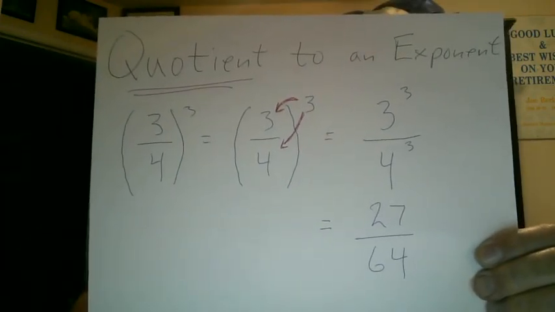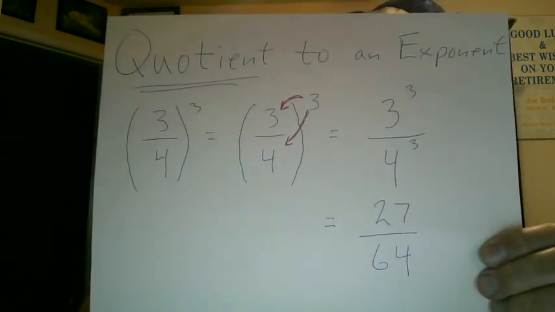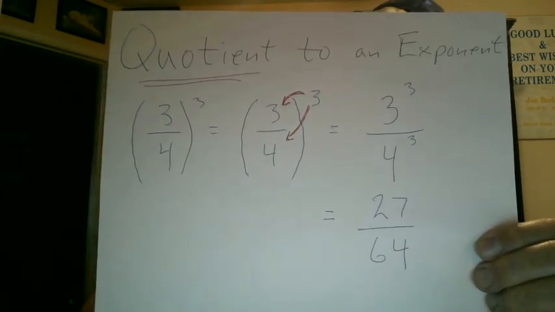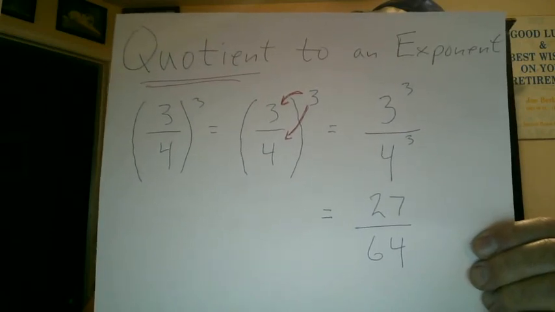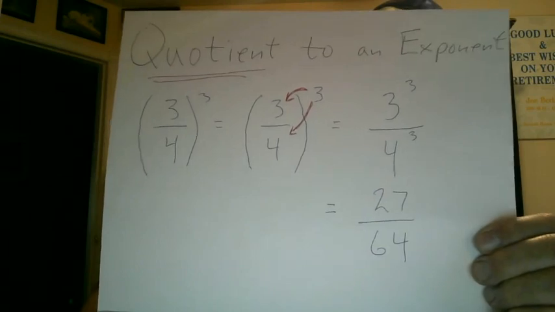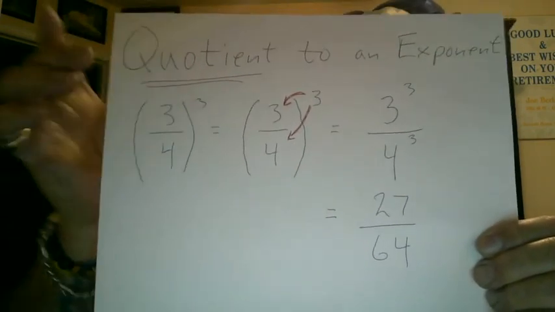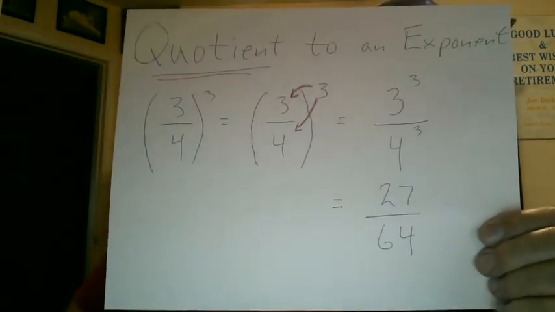So the 3 to the third power and 4 to the third power: 3 to the third power is 27, and 4 to the third power is 64. That takes care of the quotient to an exponent. So you want to look at it from the point of view that quotient means divide. When you have a division with an exponent, that exponent gets applied to everything inside the division.